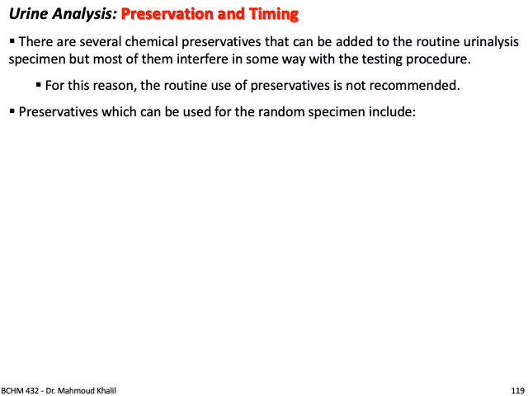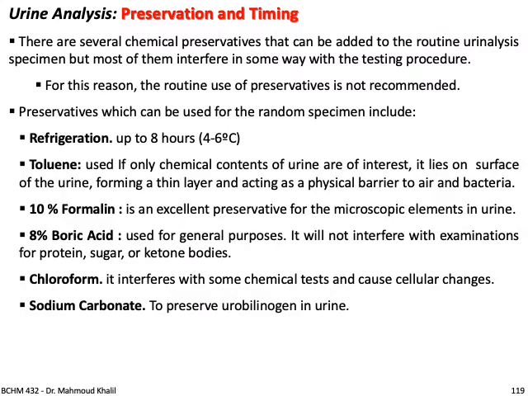Preservatives which can be used for the random sample include refrigeration up to 8 hours at a maximum of 6 degrees Celsius. Toluene is used if only chemical contents of urine are of interest. It lies on the surface of the urine, forming a thin layer and acting as a physical barrier to air and bacteria. 10% formalin is an excellent preservative for microscopic elements in urine.